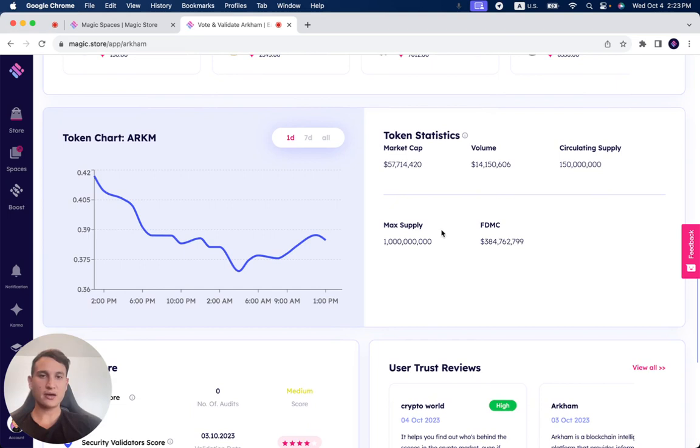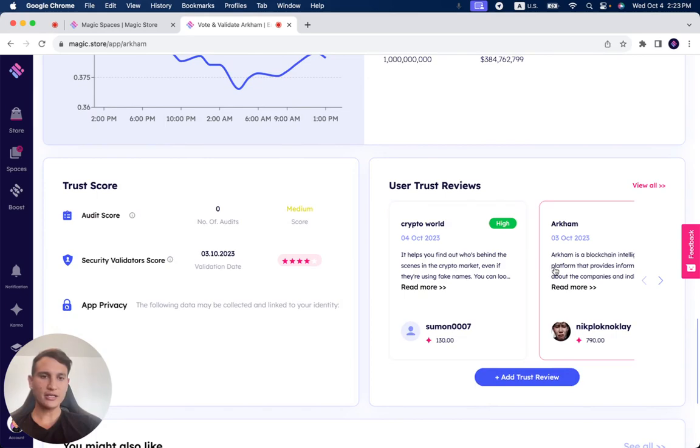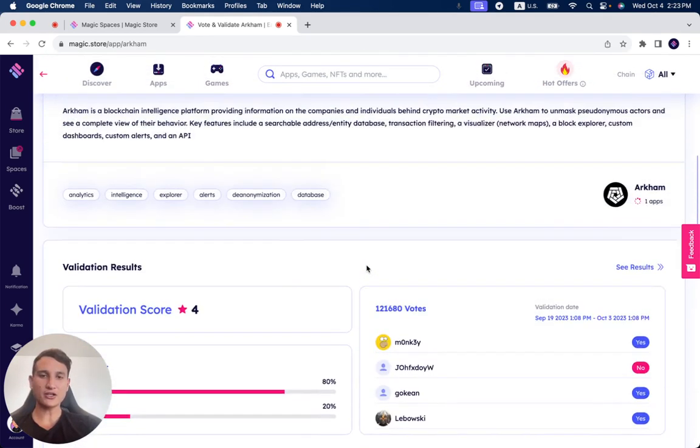Here's some information about their token. So there's 1 billion max supply currently. Fully diluted market cap is just under $400 million. You can read here the trust review, similar to Trustpilot, just for Web3 applications.